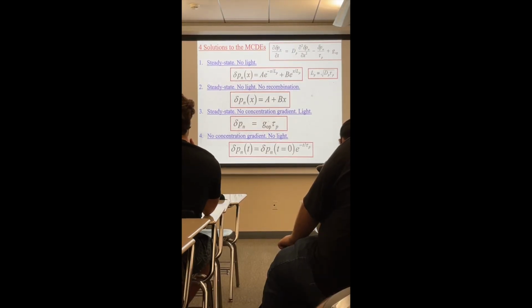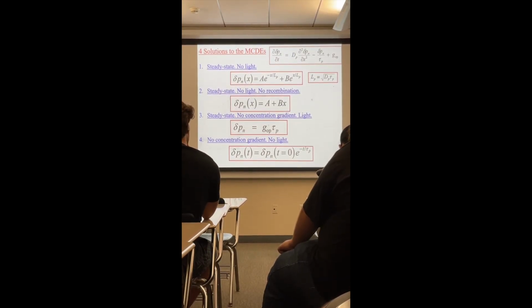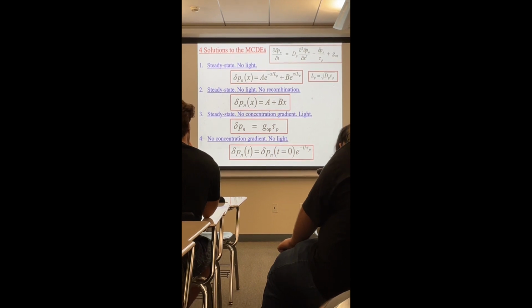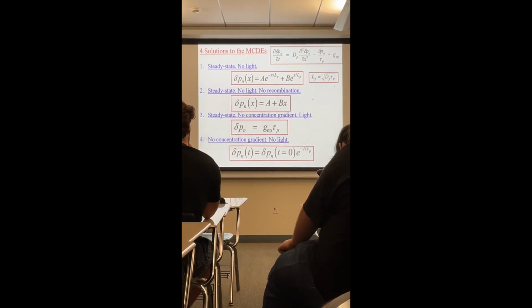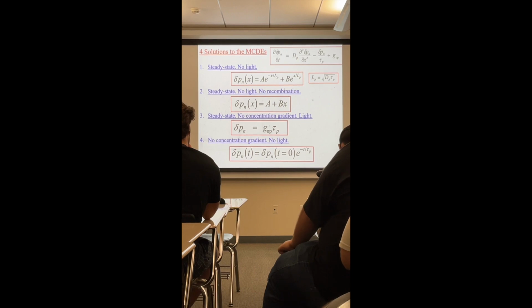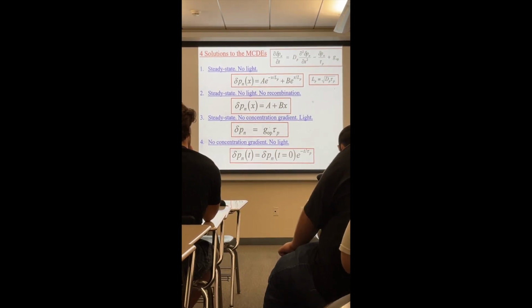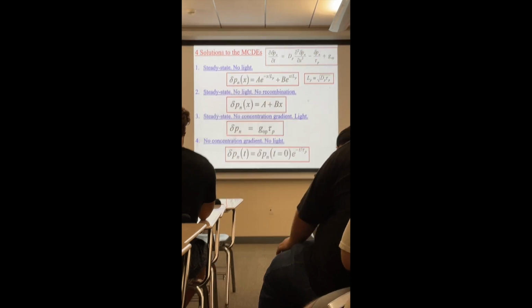Okay, right. So here is just a quick summary for these 4 solutions, these 4 different cases. We have no steady state, no light; steady state, no light, plus no recombination; steady state, no concentration gradient, plus light; or no concentration gradient and no light. So these are the 4 solutions.